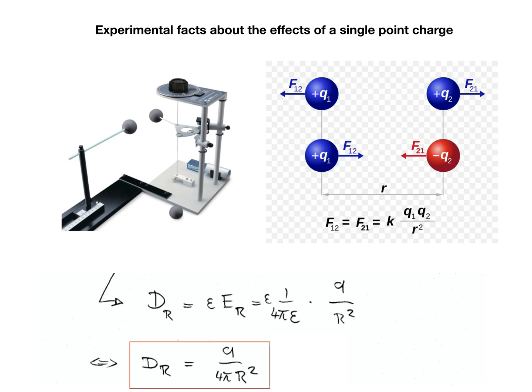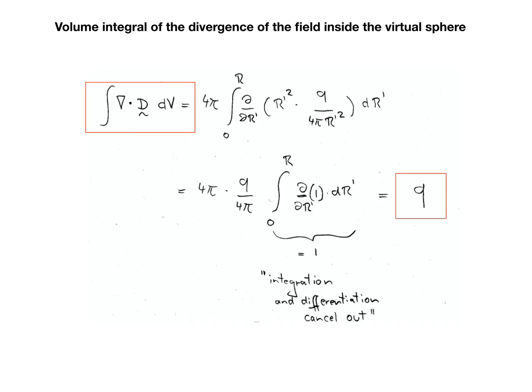Consequently, in our integral, we can replace the D_r with Q, which is the charge at the center of our virtual Gaussian sphere, divided by 4 pi r squared. Substituting for D_r simplifies the integral. Q on 4 pi can be moved out because they are constant, and the integrand is now a differentiation of 1. Integration over a differentiation gives unity. We have therefore obtained the result that we initially expected.